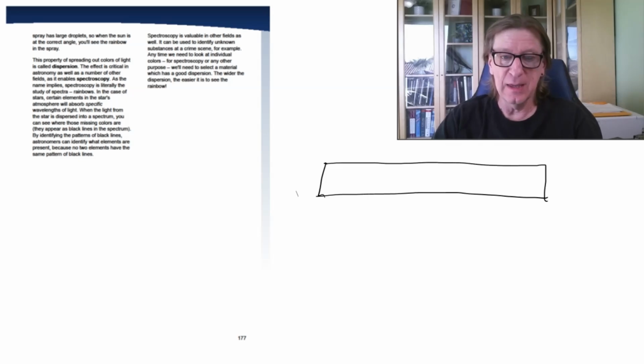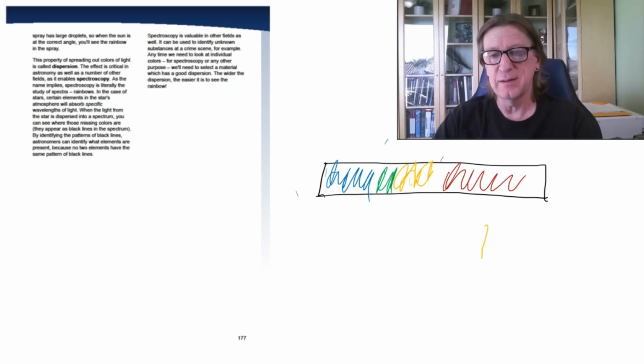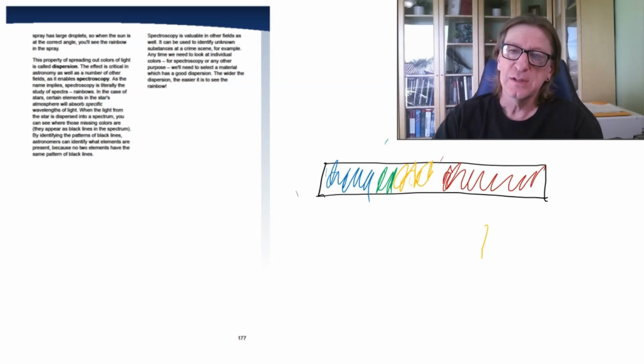And I might get blue light down here, and maybe some green light, and maybe some yellow light. And then finally some red light, like so. So that would be white light. It's got all the colors in it.